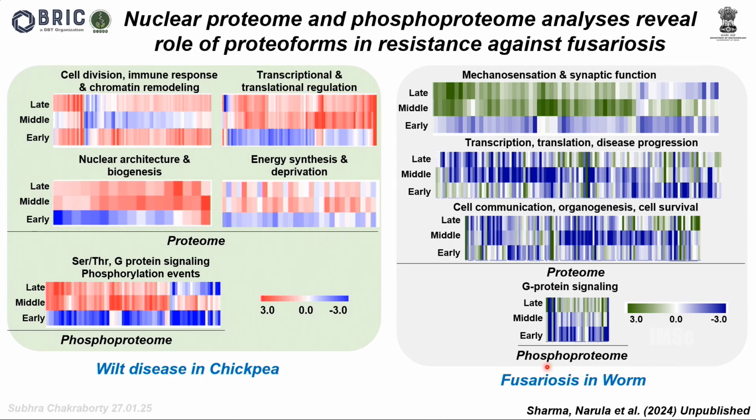What you see here is that transcription and translation are common deregulation that we see both in the plant and the animal. What is different here is the signaling. In the phosphoproteome data in plant, not only G protein signaling but also the serine threonine kinase is very important. But in the worm, it goes by G protein signaling. So the commonality is G protein signaling. However, plant has other diverse pathways to regulate the proteome.